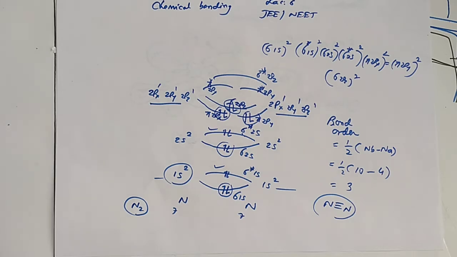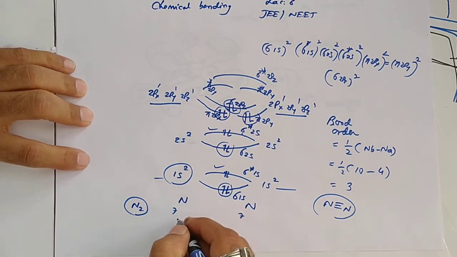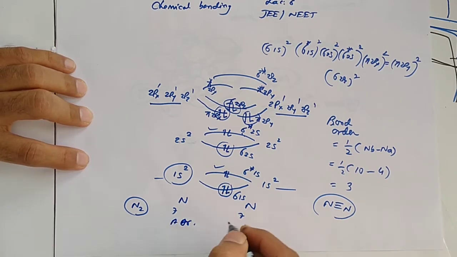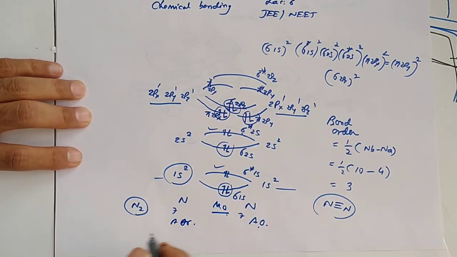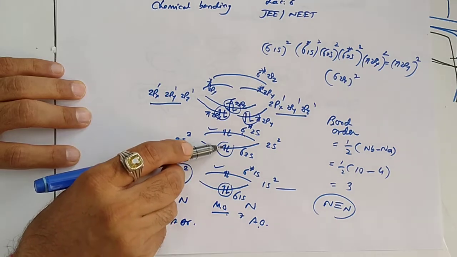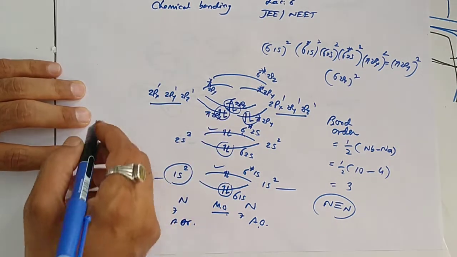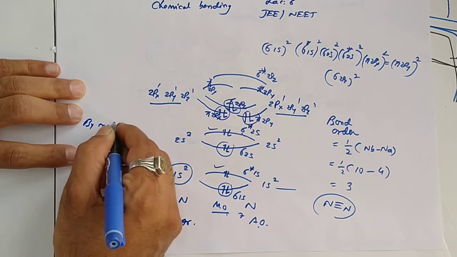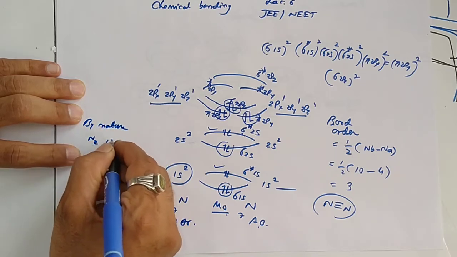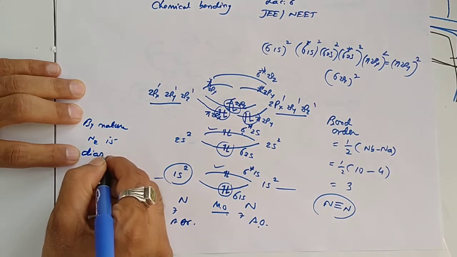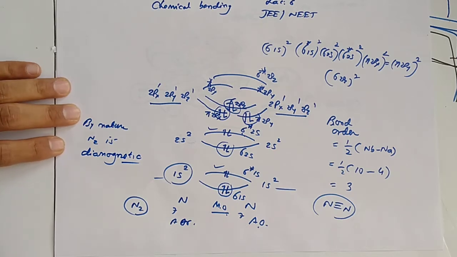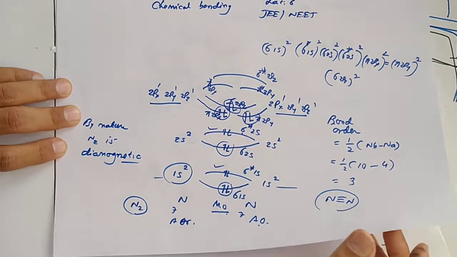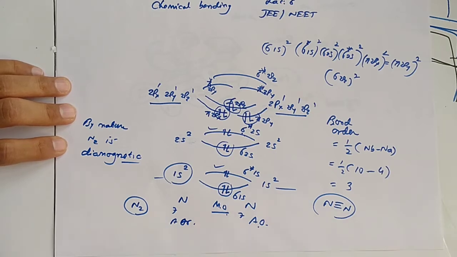Now all the electrons are paired. These are atomic orbitals. These are molecular orbitals. In the molecular orbitals, all the electrons are paired. So by nature, N2 is diamagnetic. Yes.